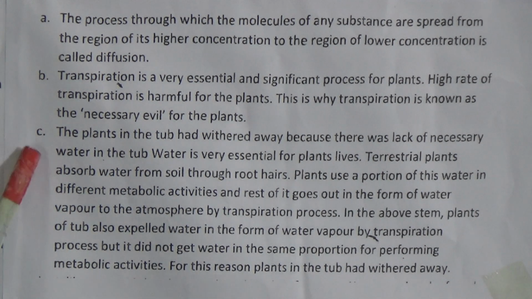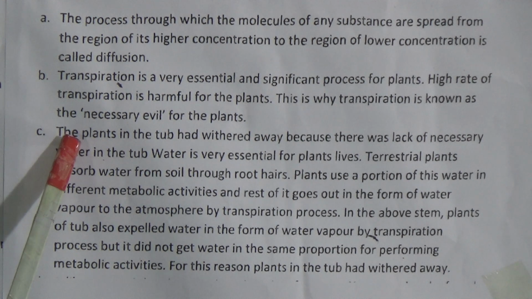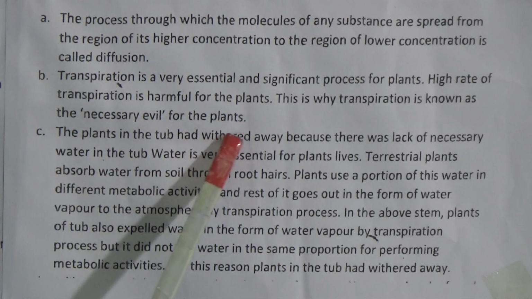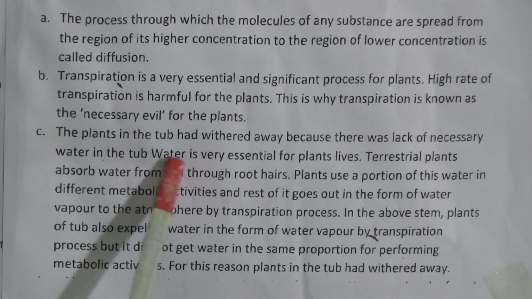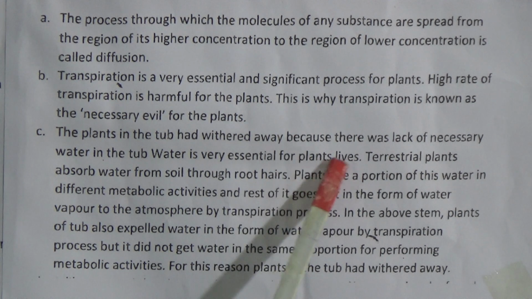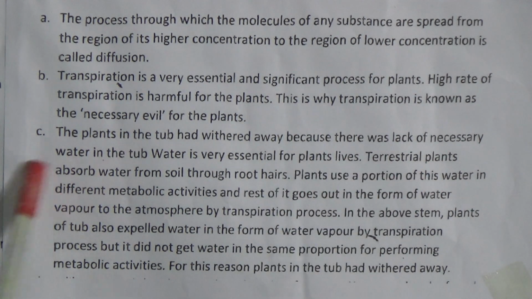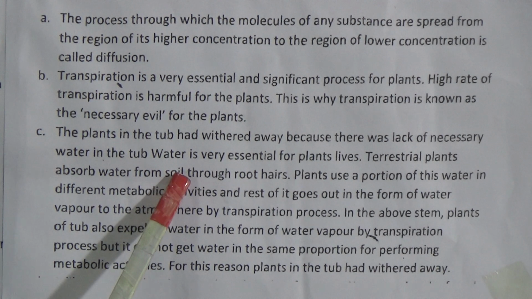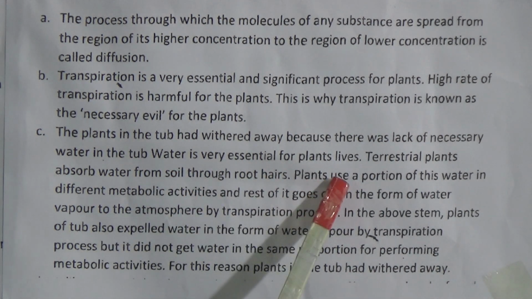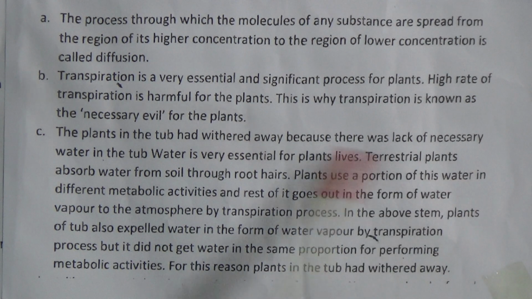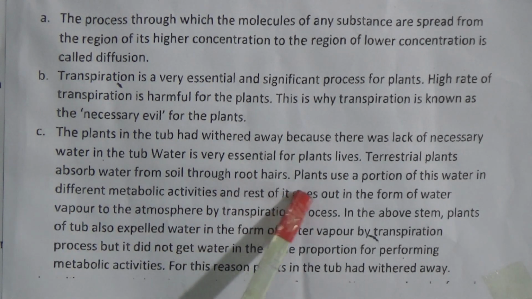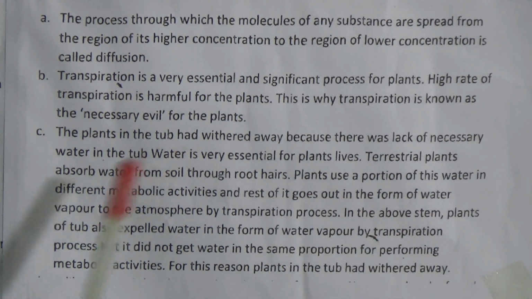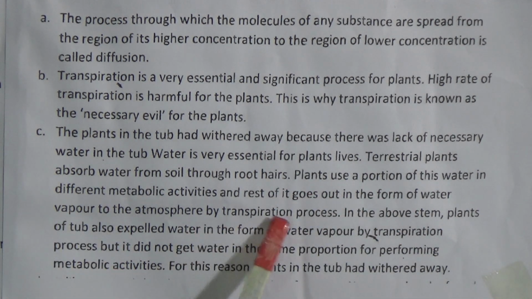Now question C was, why did the plants of the tub wither away? Explain. The answer is, the plants in the tub had withered away because there was a lack of necessary water in the tub. Water is very essential for plants' lives. Terrestrial plants absorb water from soil through root hair. Plants use a portion of this water in different metabolic activities, and the rest of it goes out in the form of water vapor to the atmosphere by the transpiration process.